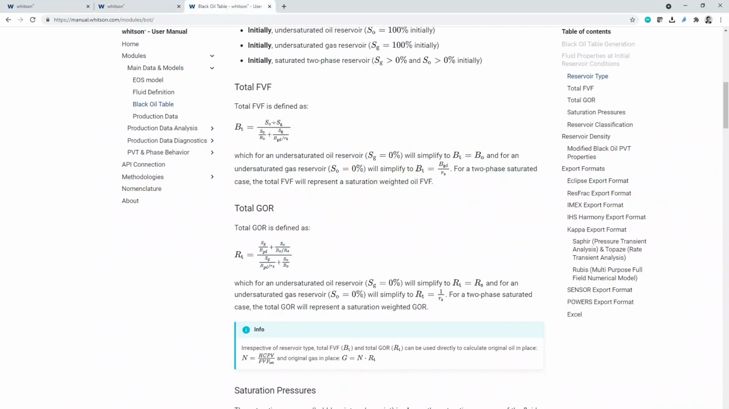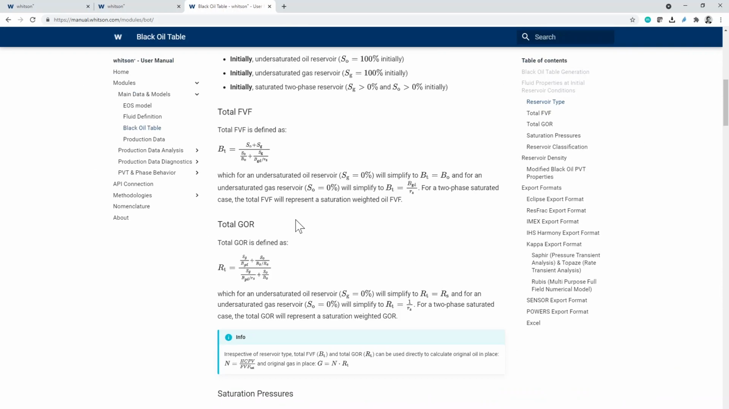Okay? So hopefully you learned something new in this episode, and really the power of using these total formation volume factors for oil and gas, which have been documented in the literature for a very, very, very long time, as for instance observed in the phase behavior monograph.